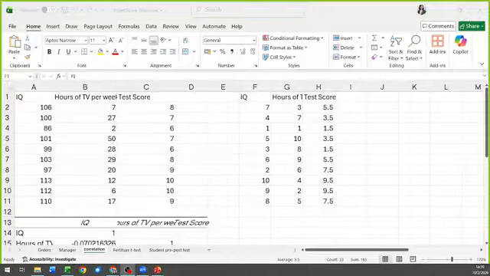For those who finish, do you see the difference between Pearson's correlation coefficient and Spearman's ranks? Where are the differences?